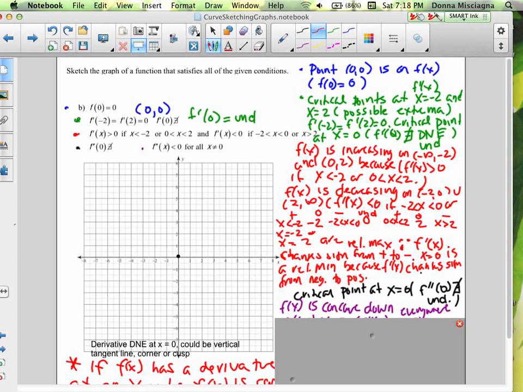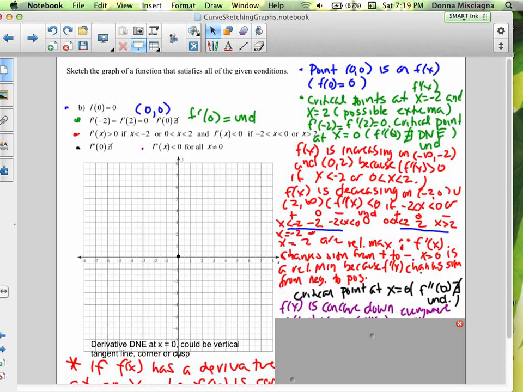R, relative max, right? On both of them, right? We change, so here, I'll write in blue. In here we change from positive to negative. Here we change from positive to negative. Both of those are relative maxes, right? And then the 0 is a relative min.